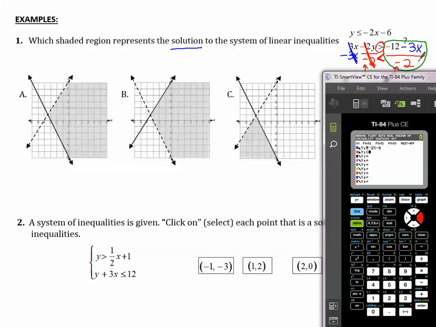This is a fraction, so I need alpha, y equals enter. And the numerator is negative 12 minus 3x. In the denominator is negative 2. So I press down and now negative 2. So those are my two inequalities. And now I'm going to look at the graph.